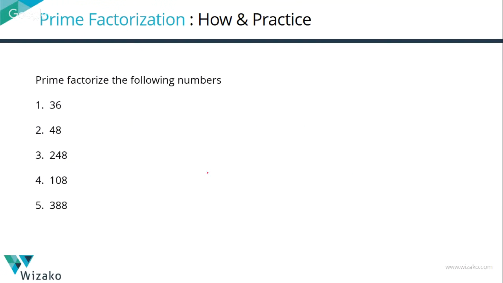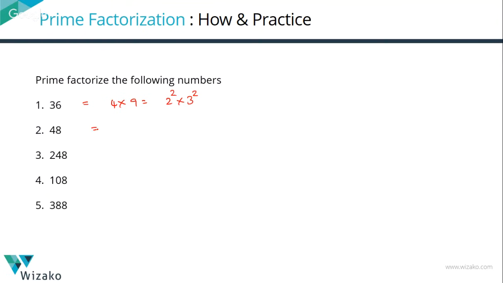Take some more practice, right? Prime factorize the following numbers: 36, 48, 248, 108, 388. Try out these. I'll do a couple of them here. 36 is basically 4 into 9. 4 is not prime. You can write it as 2 square into 3 square, right?